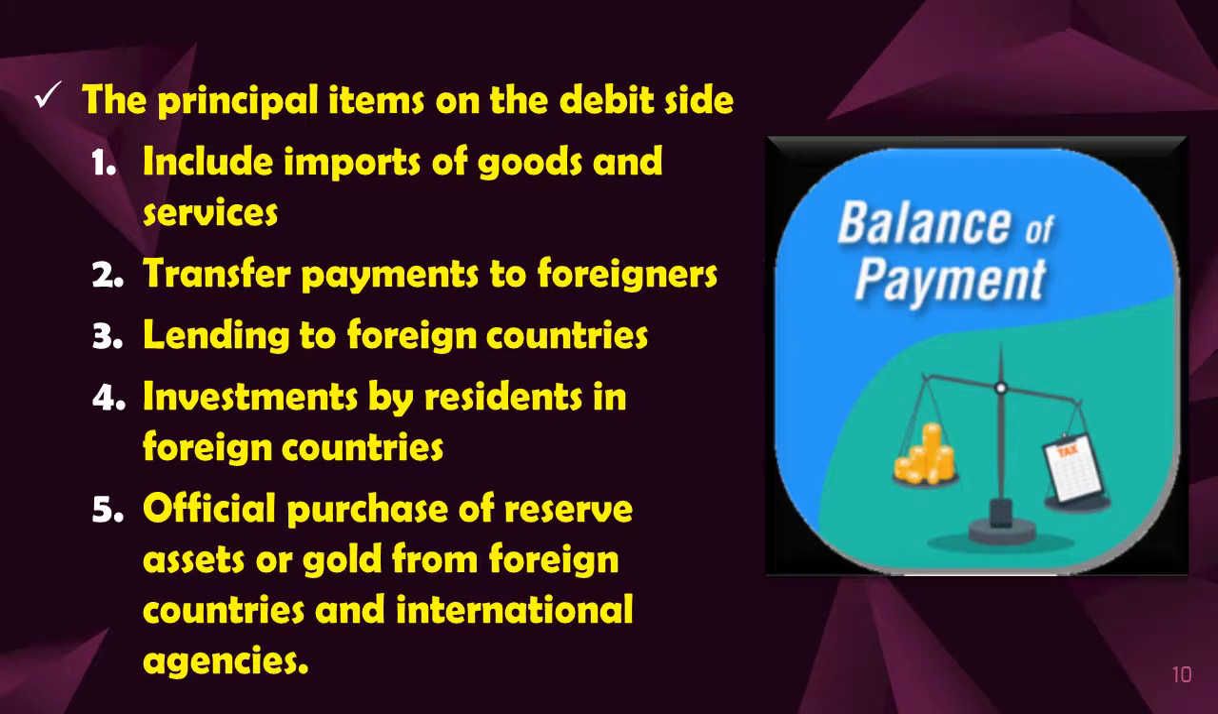Transfer payment to foreigners. Lending to foreign countries. Investments by residents in foreign countries. Official purchase of reserve asset or gold from foreign countries and international agencies. If you do any of these activities, then you have to make a payment to the other foreign countries. This is called a debit transaction.